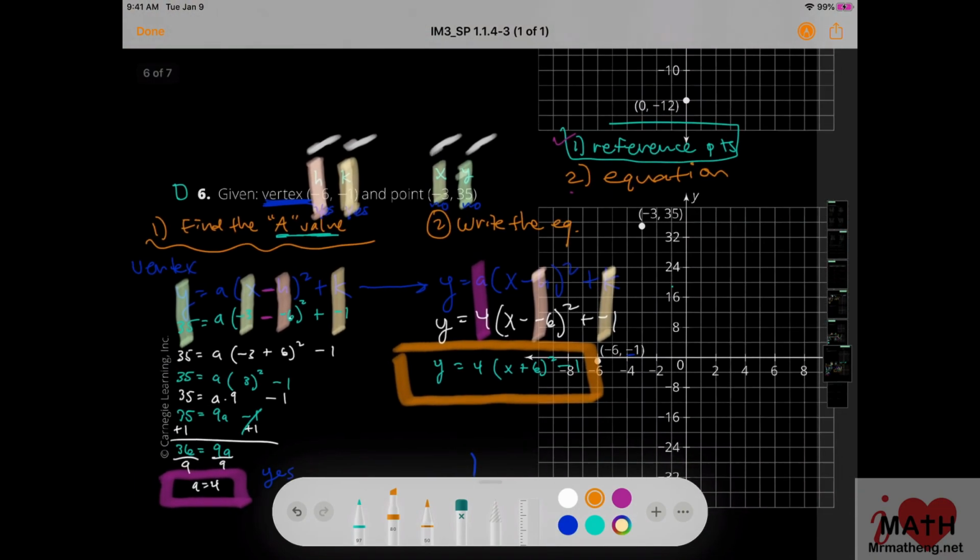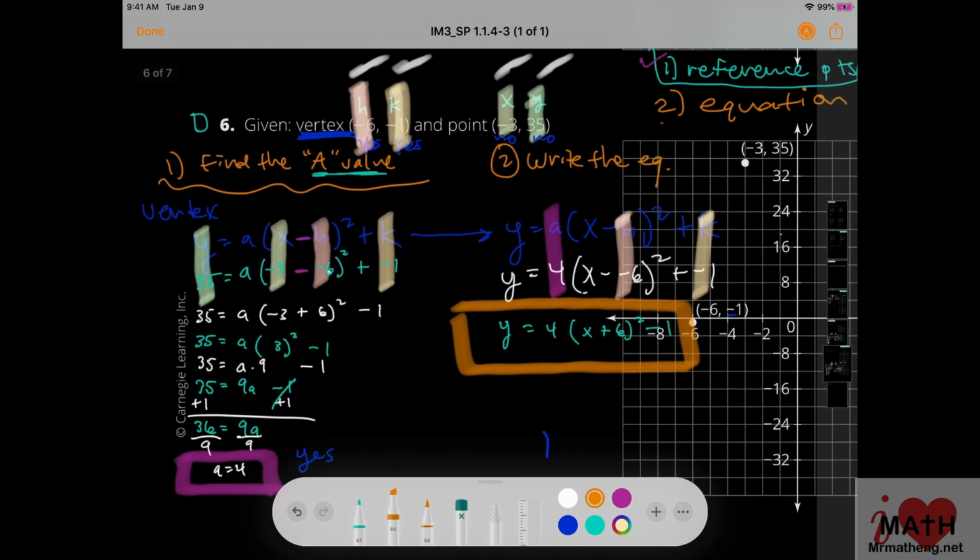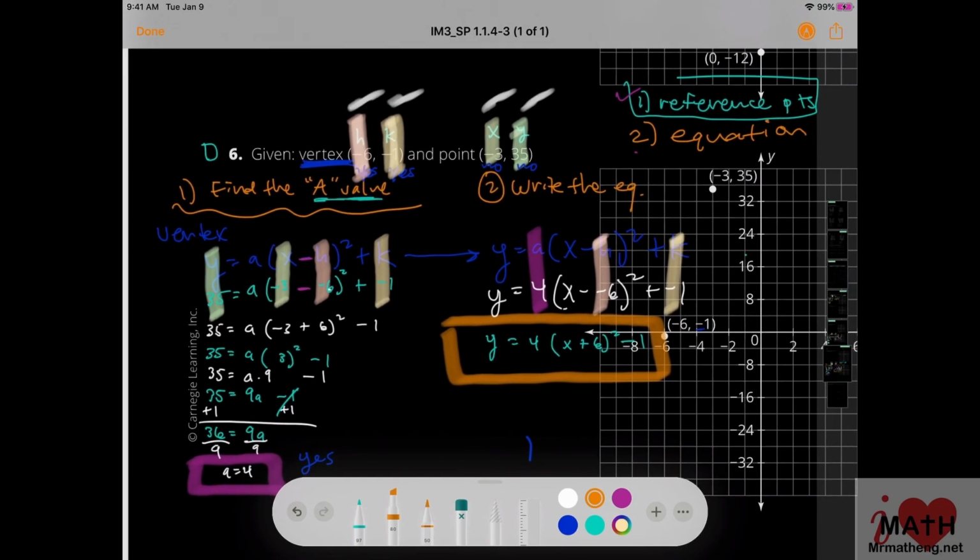Okay, so I did two ways, reference points and equations. To summarize the equation method, you just find your a value and then you write the equation. Good luck, guys.